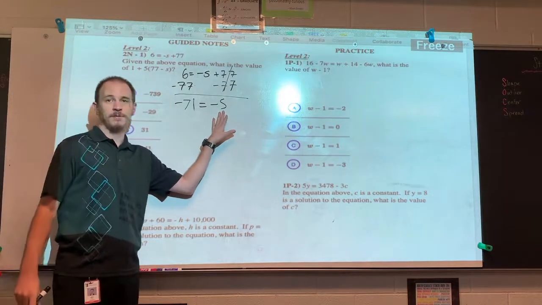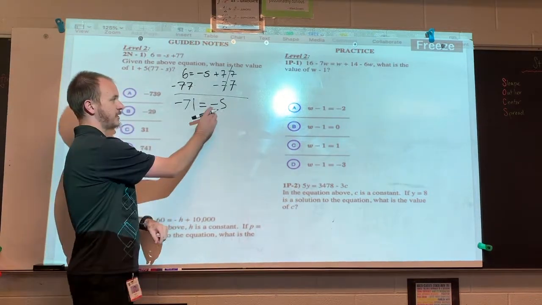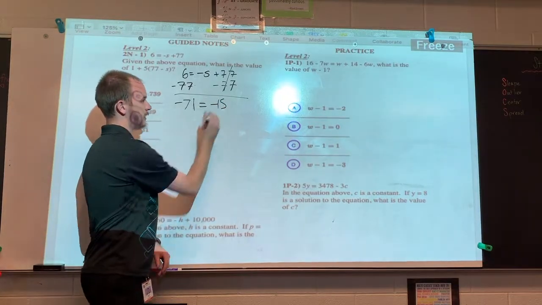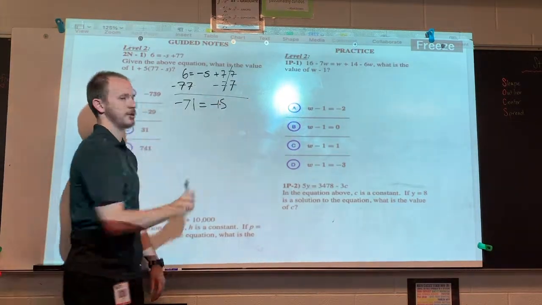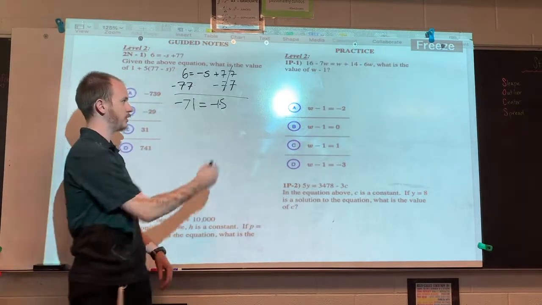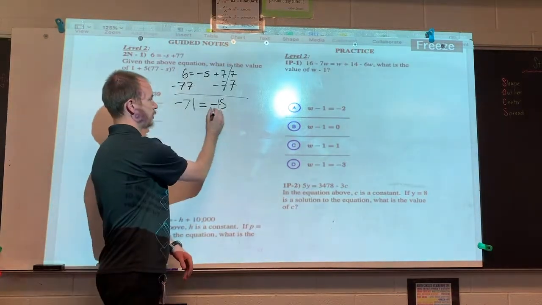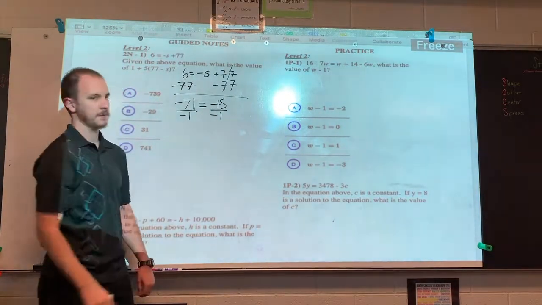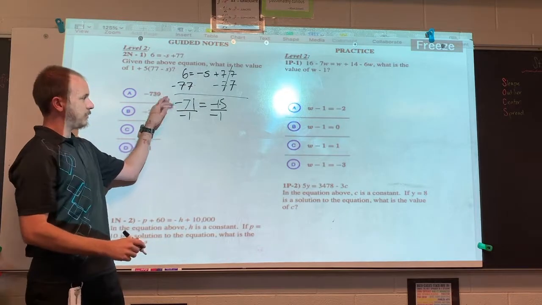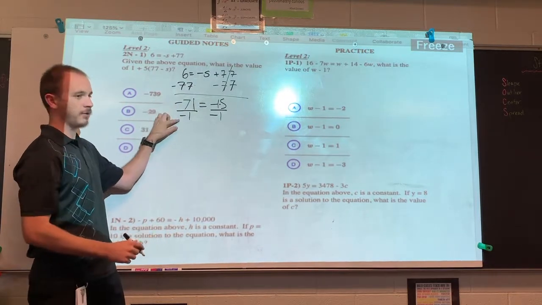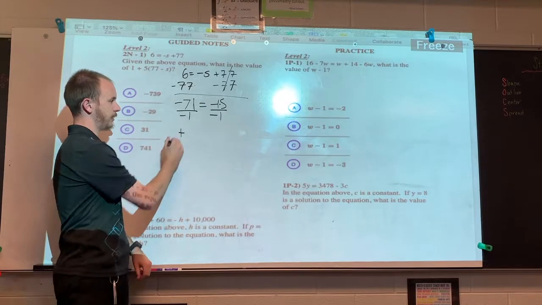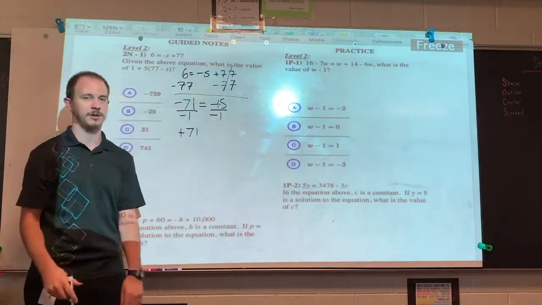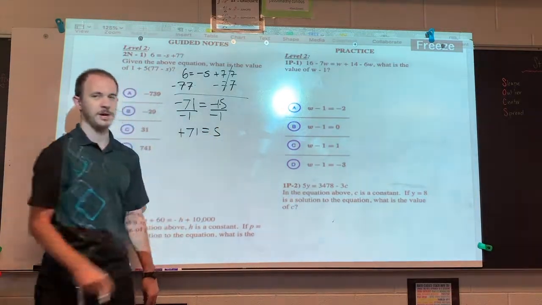Now, my variable looks like it's by itself, but I still have this negative, so I need to get rid of my negative. Well, what this is really saying is negative 1 times s. So again, I'm going to do that inverse operation. The opposite of multiplication is division, so I'm going to divide by negative 1 on both sides. Well, we have a negative 71 divided by a negative 1. Negative over negative tells us our answer is a positive number, and dividing by 1 doesn't change our number at all, so we have a positive 71 equal to s.